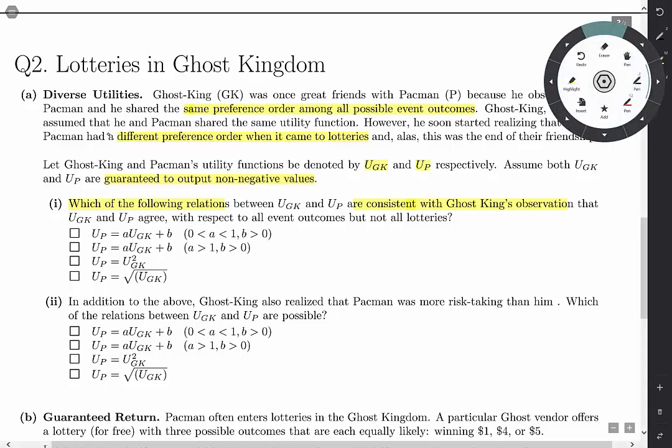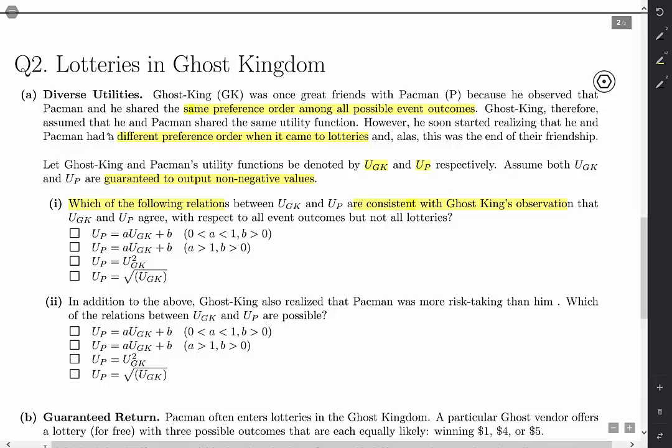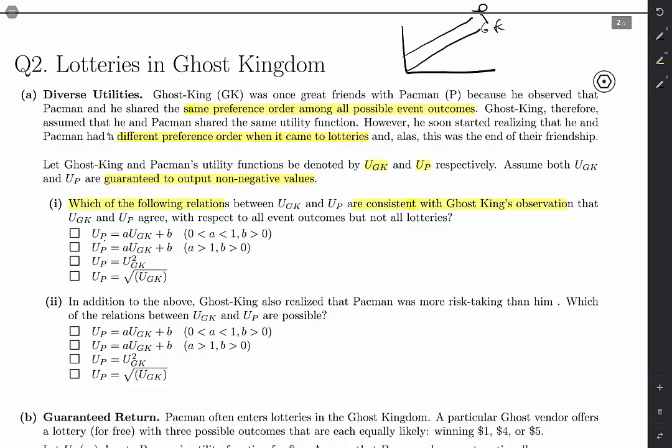So we can look at them one by one. The first one is that Pac-Man's utility function is just an affine transformation of the Ghost King's. So for example, if the Ghost King's utility function were this line, then Pac-Man's utility function could be this line. This transformation preserves ordering for events, but it also preserves ordering for lotteries, because it's just like shifting the numbers around without actually shaping them any differently.